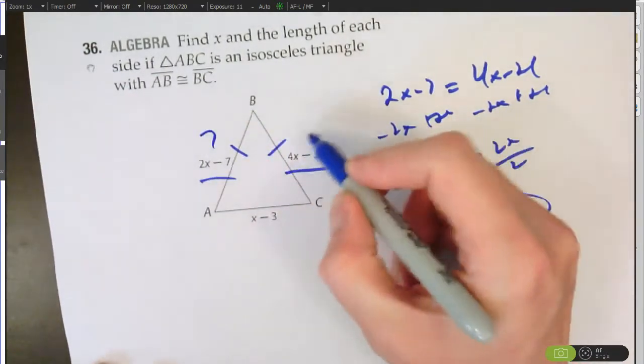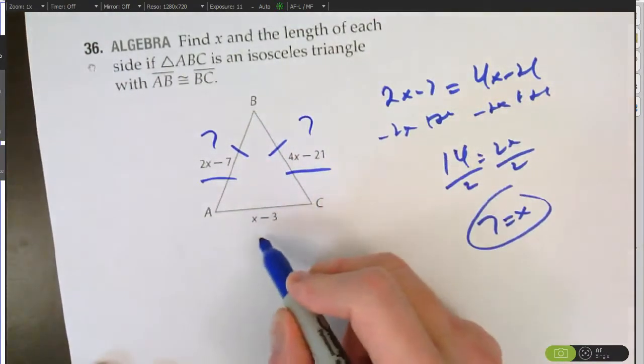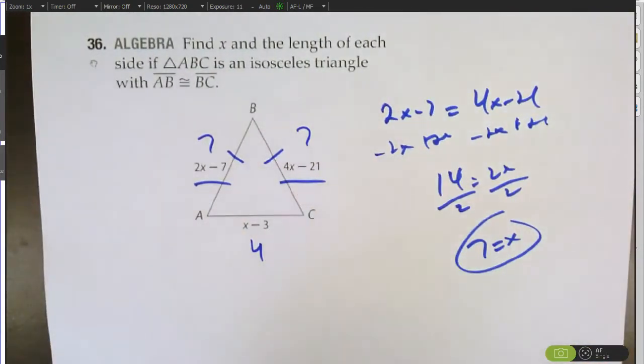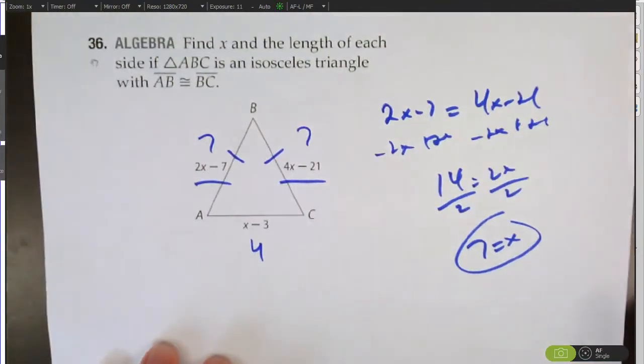All right, and now once we know that x is 7, plug 7 in for x. 14 minus 7 is 7, 28 minus 21 is 7, 7 minus 3 is 4. And again, those two should be the same because they're both 7 and 7, or they're both the congruent sides in the isosceles.